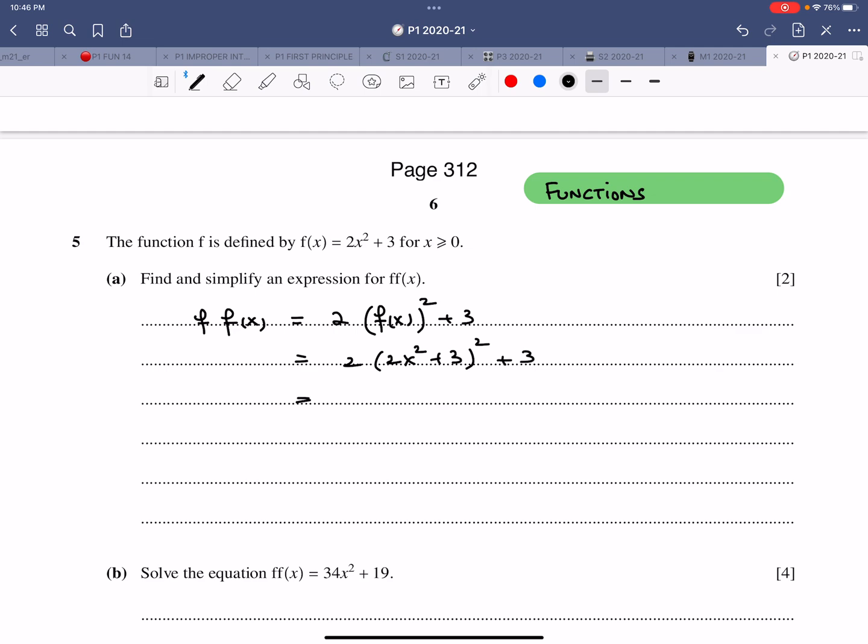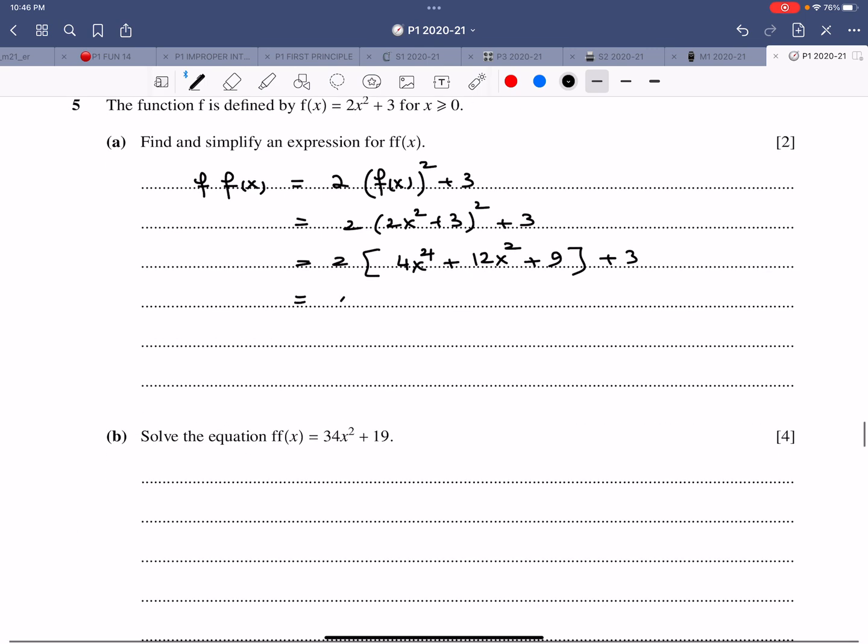That is 2 into 4x4 plus 12x square plus 9, plus 3. And this is 8x4 plus 24x square plus 18 plus 3. And therefore this comes out to be 8x4 plus 24x square, and let me get this straight, 18 plus 3 is 21. That is the expression. And now it says f of f x is equal to this thing.